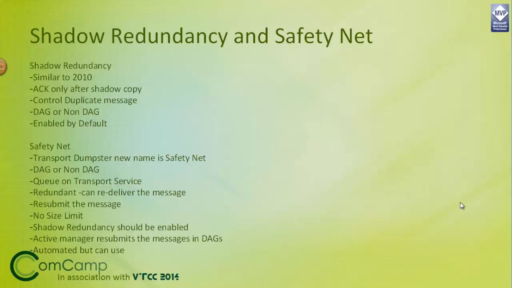Let's check something on the safety net. What is safety net? Safety net is the new name of the transport dumpster. We all know transport dumpster. It was a great feature, but we have done some enhancement to it and given a new name, safety net, because this guarantees the delivery of your mail. Safety net works for both DAG and non-DAG, same as shadow redundancy. The DAG boundary is across the site, and the non-DAG boundary is within the AD site.